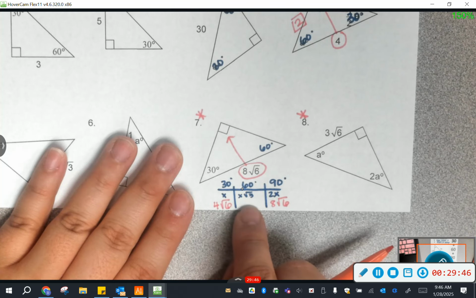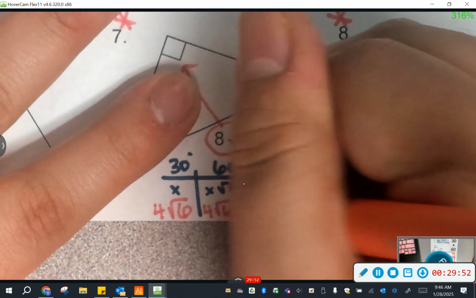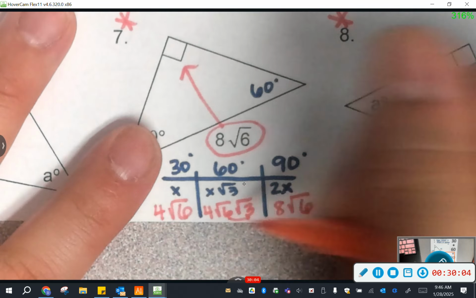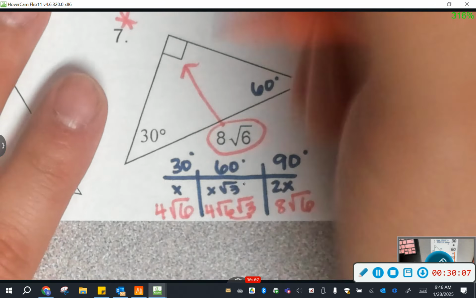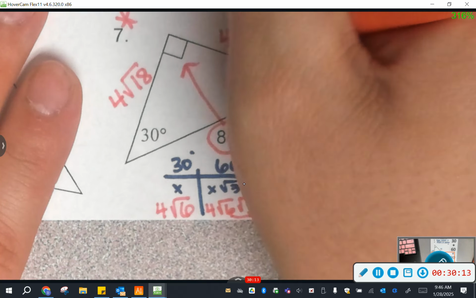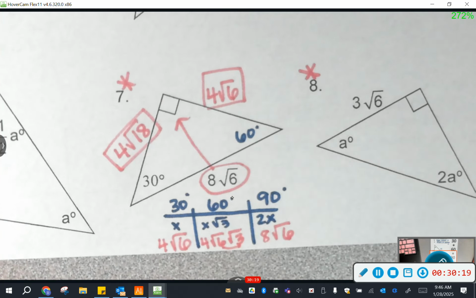How do I do this right here? What is this going to become? It's going to be 4 square root of 6 times square root of 3. What is 4 square root of 6 square root of 3? Multiply these two. What is 6 times 3? So this is 4 square root of 18. And those are your answers. Number 8. 8 is a bonus. I'm not going to make you do it, but if you want to, you can.